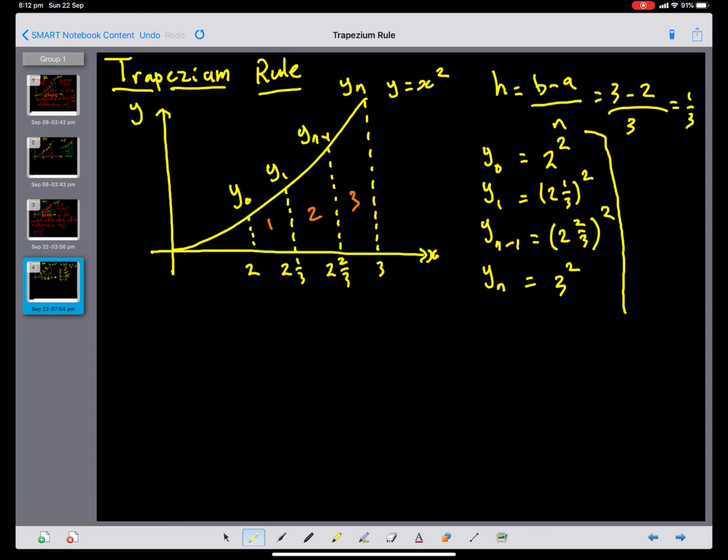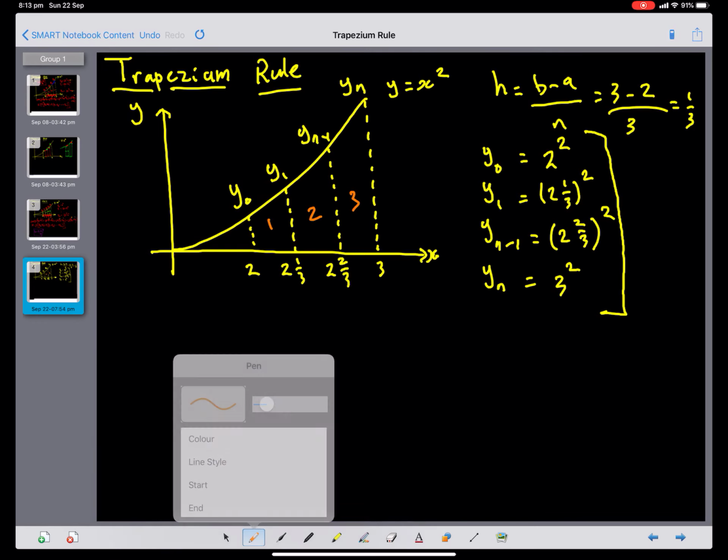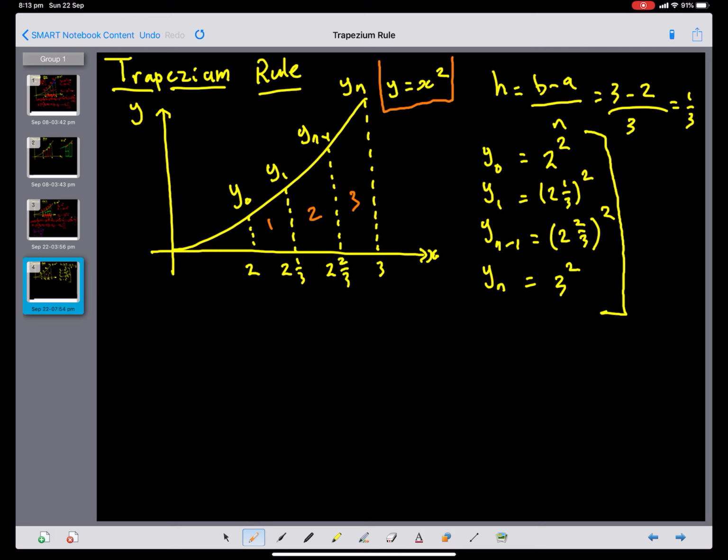Now, where do we get these from? And how do we find them? Okay, so I want us to look at the equation of this line. The equation of this line is y equals x squared. If we are finding the y value, when x is equal to 2, 2 1/3, 2 2/3, and 3, we just simply put each of these values into this formula. And that's where we get these from here. It's really important that you understand that.